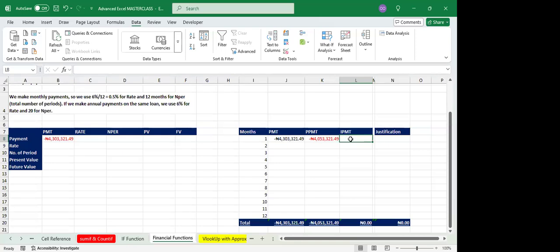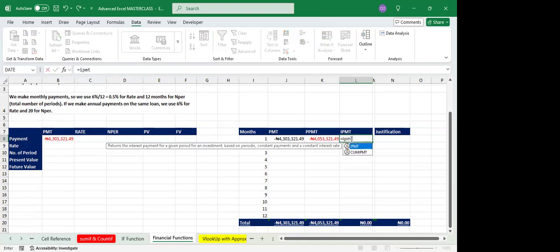And I can also use this to calculate the interest on that payment. So I'm going to use the IPMT, right? The rate is still 6%, which I'm going to spread across 12 months. Of course, that's for the first month, right? Comma, NPER is, of course, 12, and PV is 50 million.